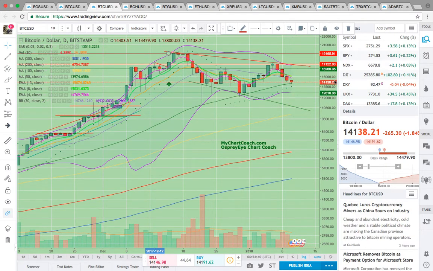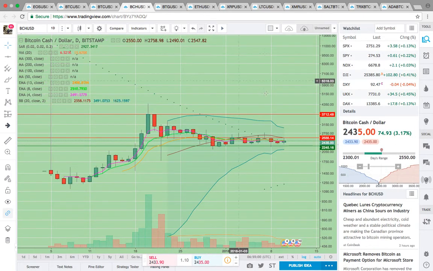Now, if it can get back above that middle Bollinger Band at 14,766, that's the purple line, it could head higher. It has to break above the high close horizontal resistance level, which is up here at 17,122. So this is a crucial level. We'll keep an eye on it and see if it can bounce today or tomorrow. If not, there could be more downside risk.